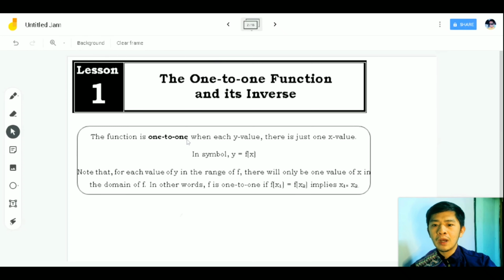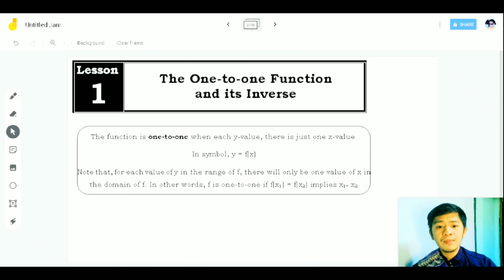The function is one-to-one when for each y value, there's just one x value. In symbol, y equals f of x. Note that for each value of y in the range of f, there will only be one value of x in the domain of f. In other words, f is one-to-one if f of x1 equals f of x2, which implies x1 equals x2.